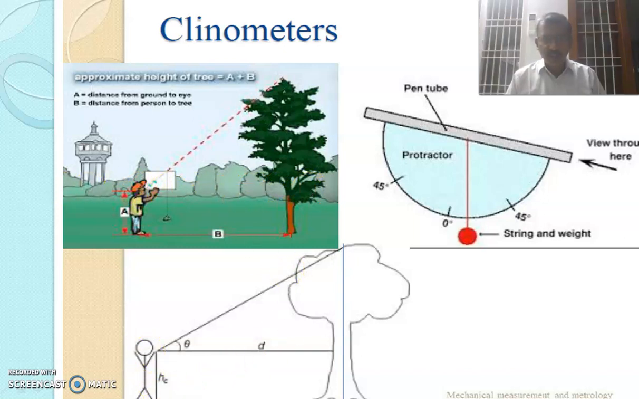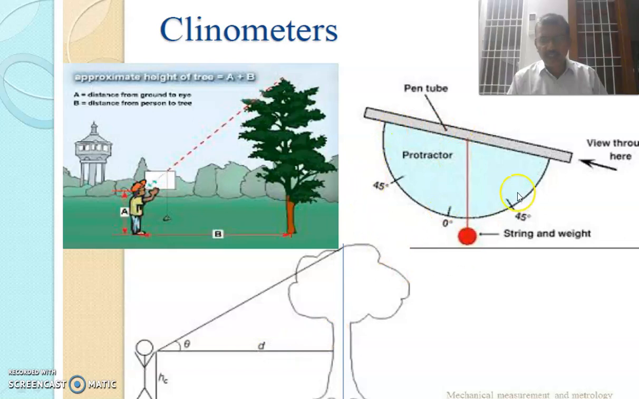See, this is the height h from which the clinometer is used. h plus tan theta will give the total height of the tree, or the total height of a building, or of a mountain. So this is the principle of clinometers.